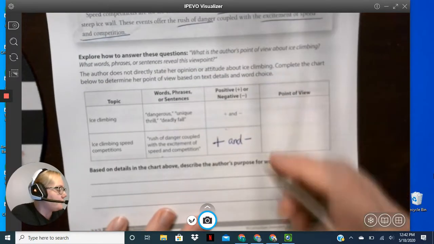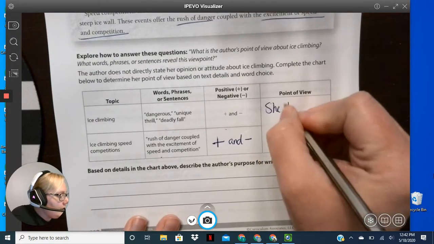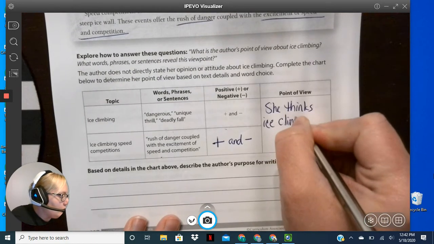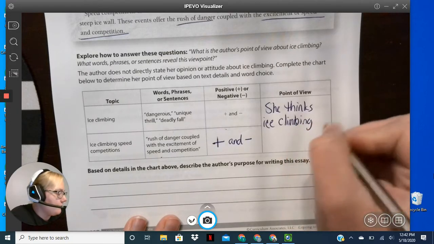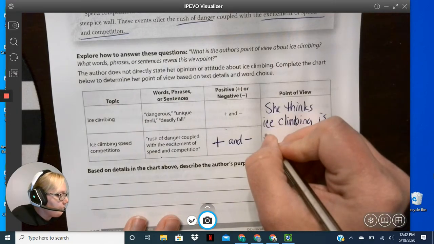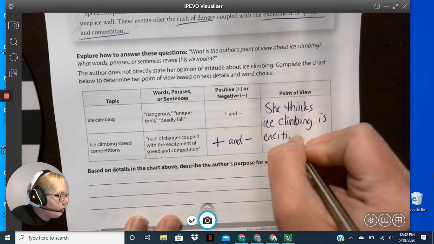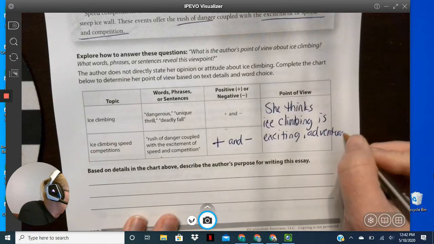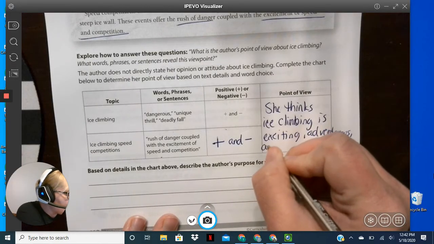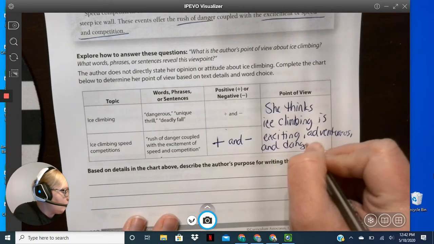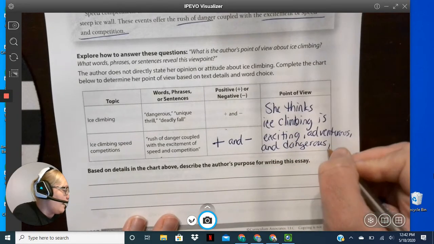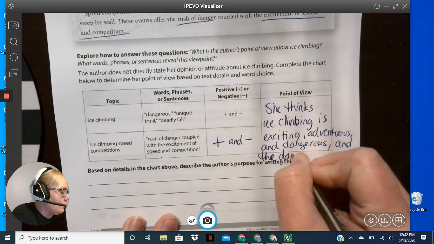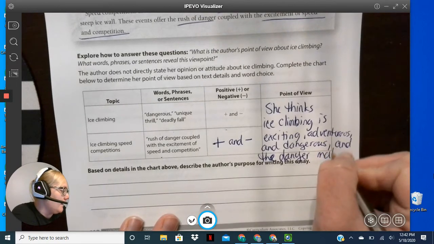So she thinks ice climbing is exciting, adventurous, and dangerous. And the danger makes it exciting.